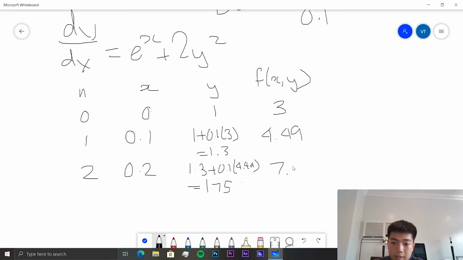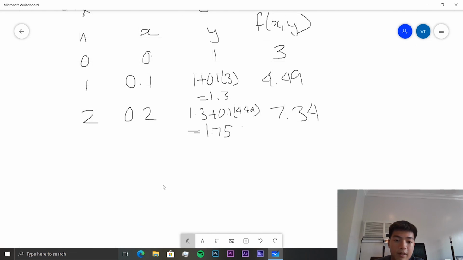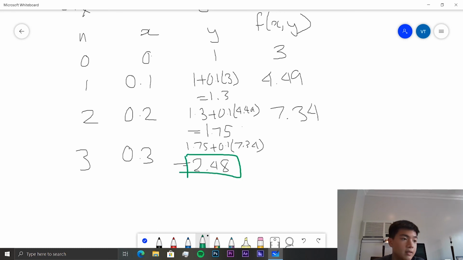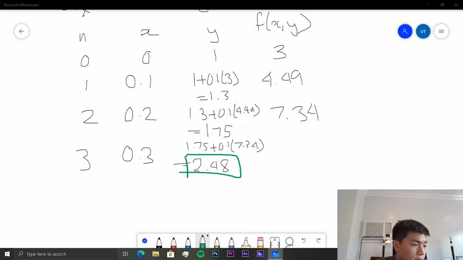Then finally, on the third step, where we have x equal to 0.3 and where we need to find y, we get 1.75 plus 0.1 times 7.34. I got 2.48 as the final answer. The book says 2.45, so it could be a rounding error. So yeah, this is a good approximation for the y value at that point.